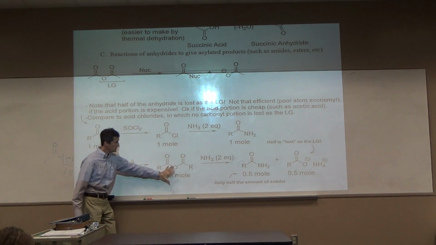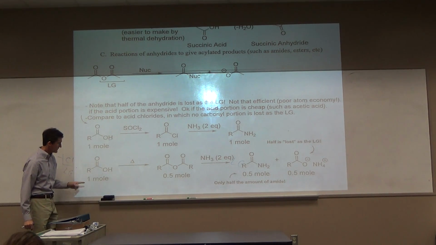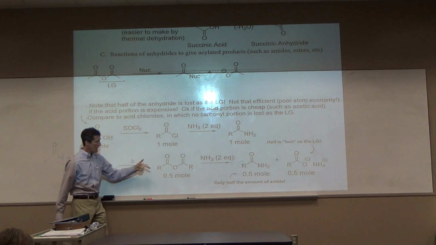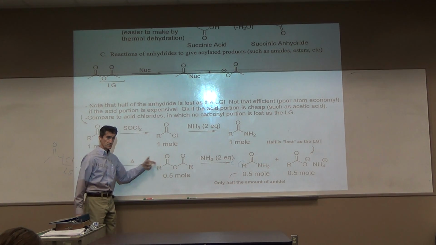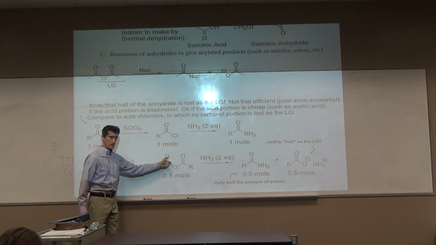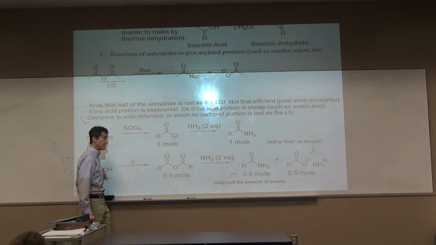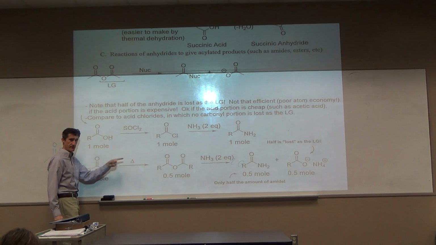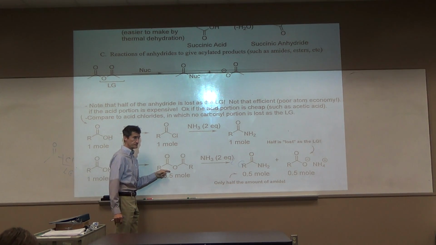But you could also do this with the anhydride. But guess what? 1 mole of this only gives a half a mole of the anhydride. Because it's a 1 to 2 ratio. I'm sorry, the other way. It's a 2 to 1 ratio. You need 2 of these to make an anhydride. So you need twice the amount of this to make the anhydride. So if you've got 1 mole of this, you're only going to get a half a mole of this.